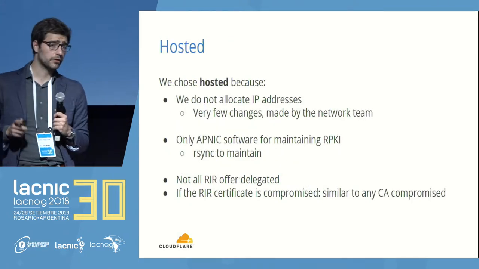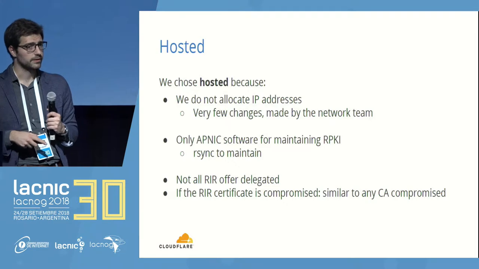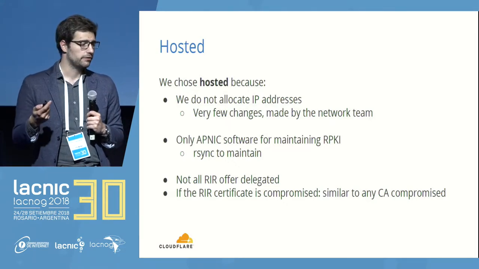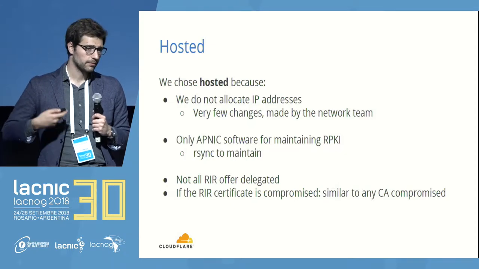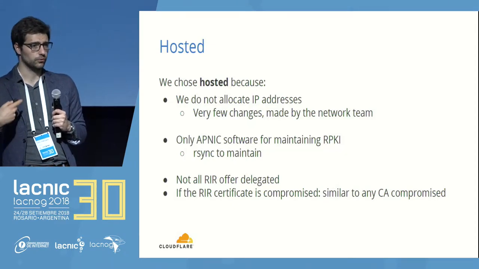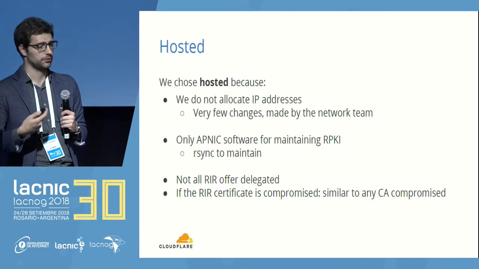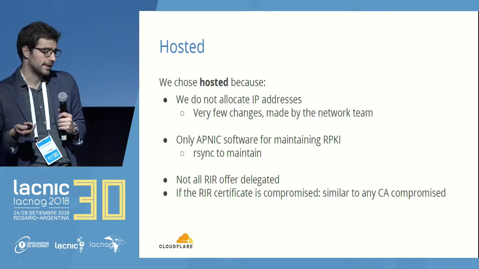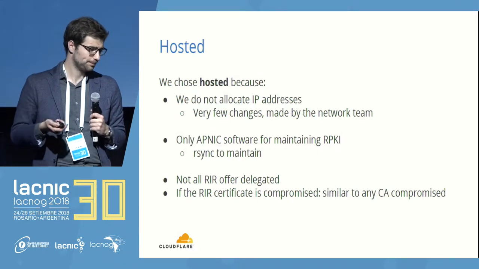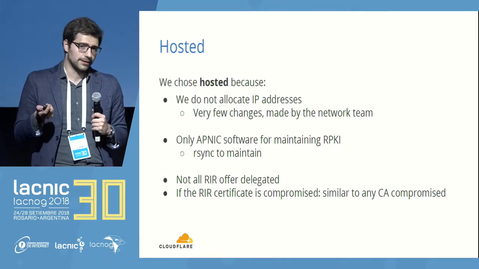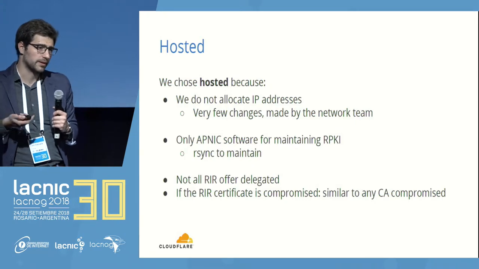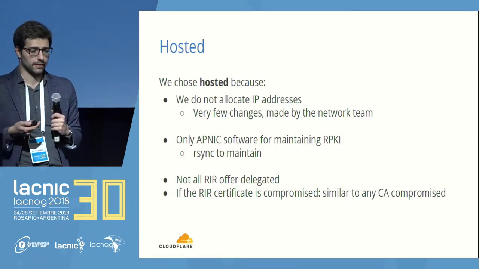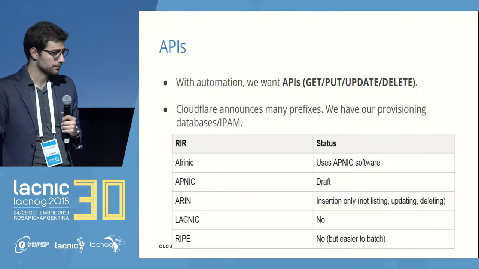So we chose hosted because we do not change IP addresses that much, and we do not sub-allocate. So there's no need for changing all the time, so we can afford to do one query every once in a while to the RIR. And not every RIR offers delegated, you know. And well, in any case, if the RIR is compromised, it's like any CA was compromised. So we're not saving on changing the point of failure.